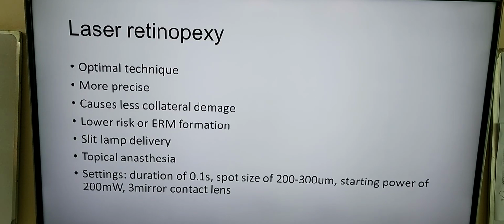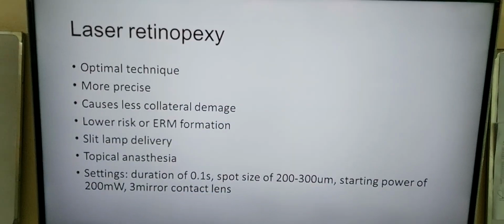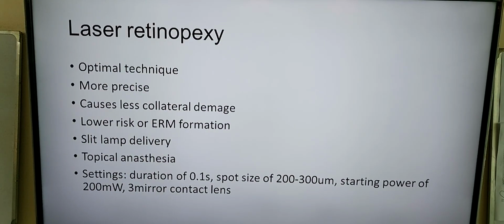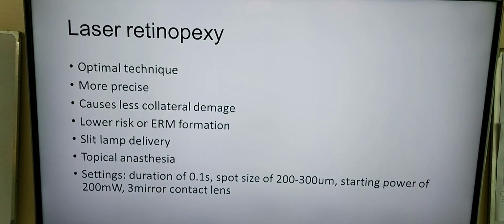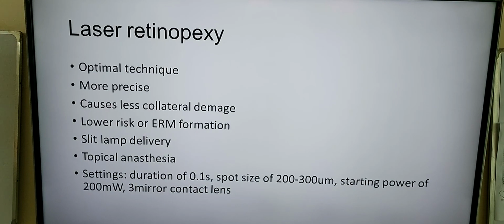The settings under which the laser is done: a duration of 0.1 seconds and a spot size of 200 to 300 micrometers. A starting power of 200 milliwatts is used, and the 3-mirror contact lens is placed in the patient's eye.